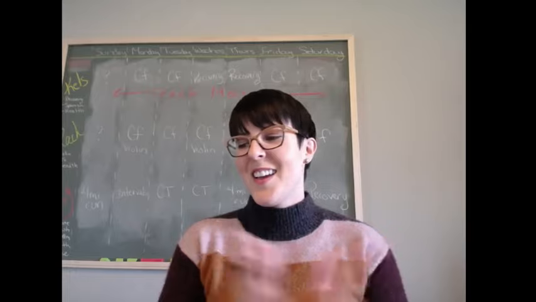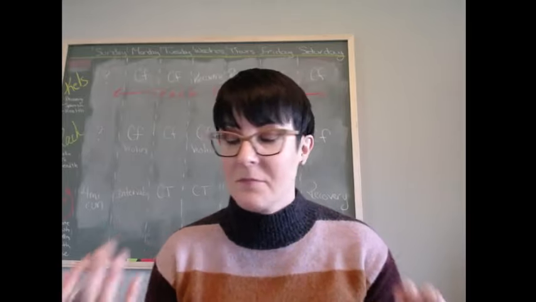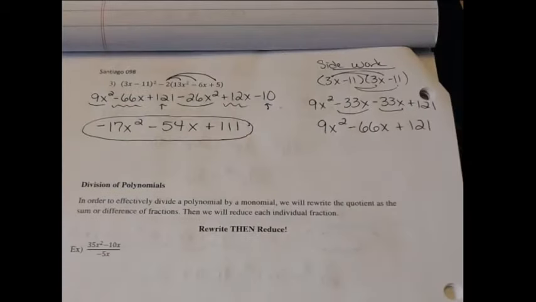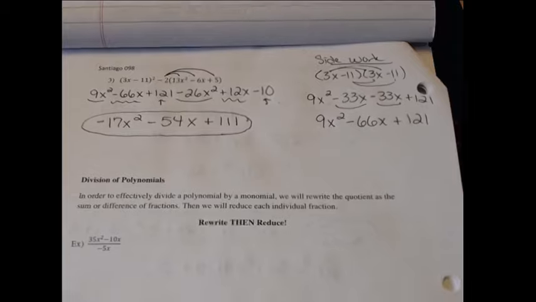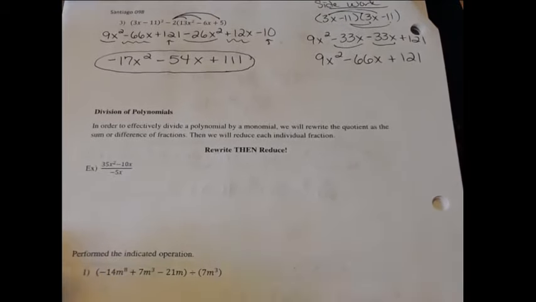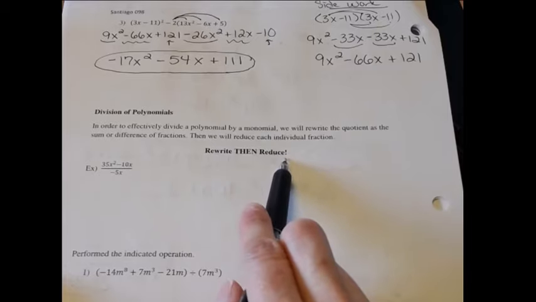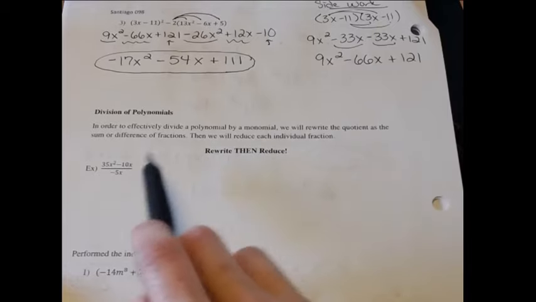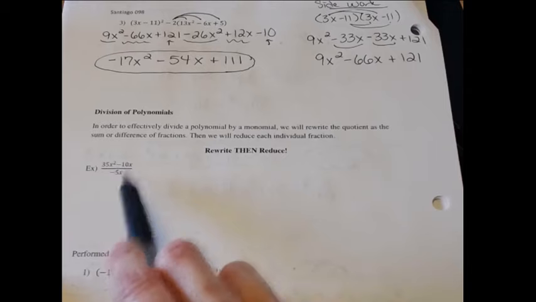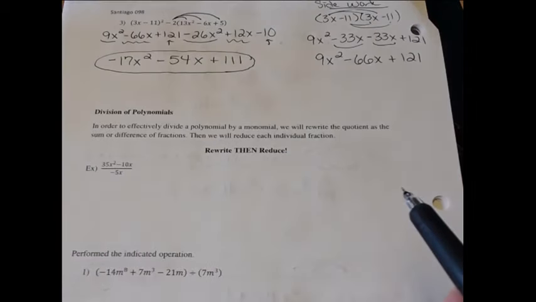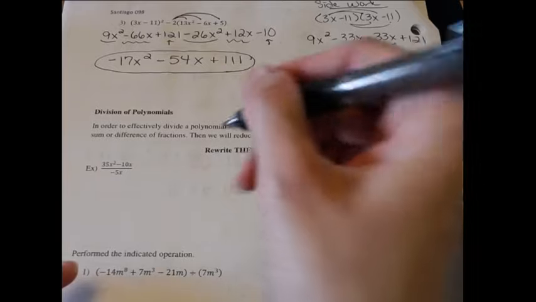Okay? Let's take a look at division of polynomials, and like I said, that concludes Unit 6. Check it out. Notice here what I've written in bold: rewrite, then reduce. When we are taking our polynomial and dividing by a monomial, I urge you, please, please, please, rewrite it, then reduce.